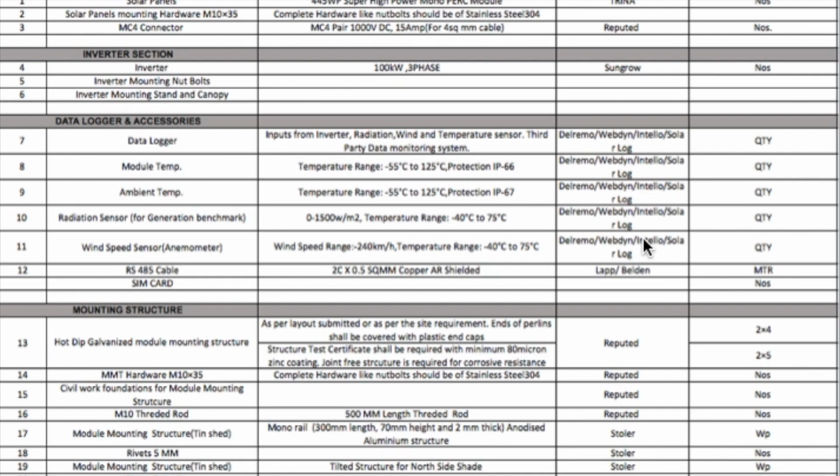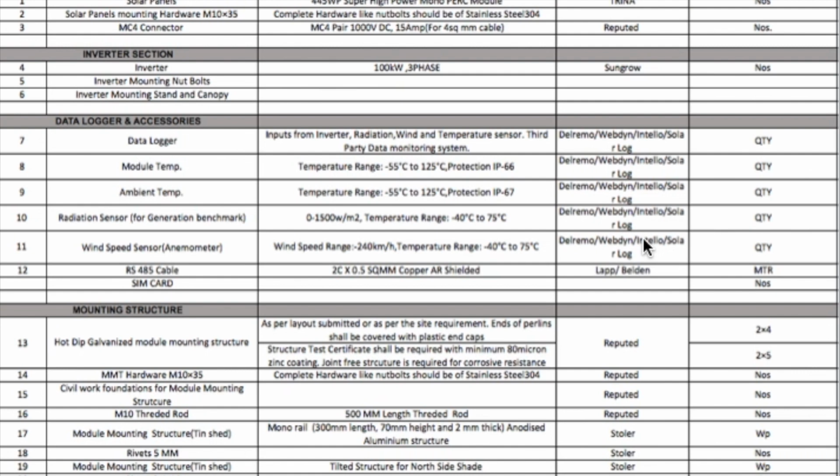The data logger is something where you can remotely see how your system is performing from any computer, right? It takes input data like DC input, AC output, wind, radiation, and temperature sensors. For inputs, you need to give sensors like a module temperature sensor, ambient temperature sensor, radiation sensor, and wind sensor. If you are making it Wi-Fi enabled, then you need to give it a SIM card, or if you are connecting it to a system, then you can give it an RS485 cable.